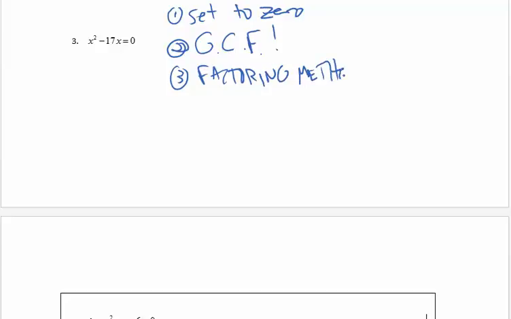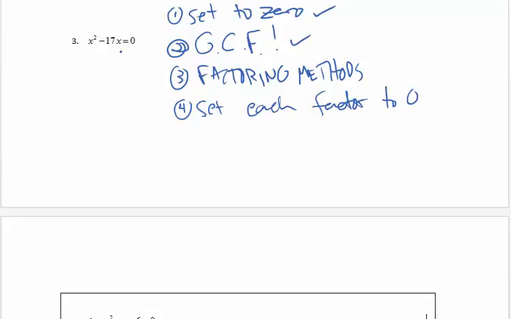Okay, all the other ones you've learned. All right, and then the fourth step will be to set each factor to 0. Okay, this gives us kind of a step-by-step process to work with. So we're going to see a bunch of examples. So this one, follow that process. It's already set to 0, so that's good. Look for a GCF. This one does have one. It's x.